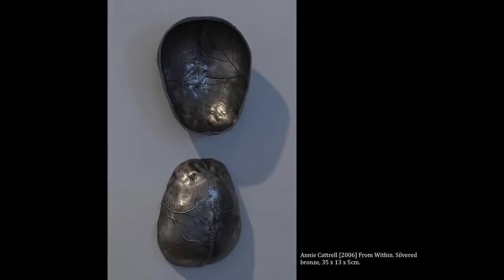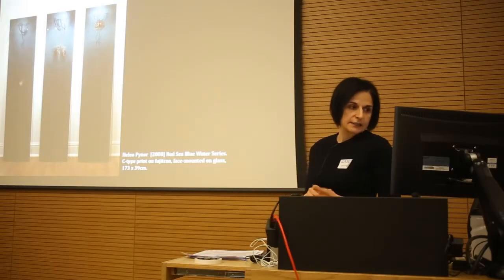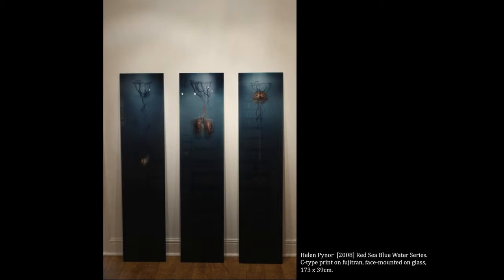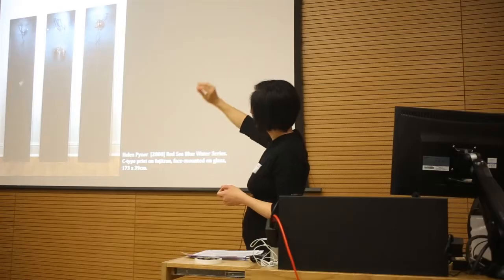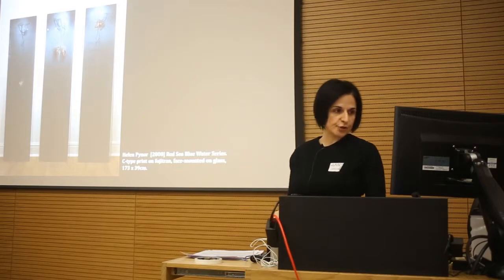This one by Andy Troll is a cast of the inside of a skull. And Helen Arnold's 3 pieces from the Red Sea Yule series. These are all body parts with remedies. So the first one is constipation, the digestive system. The second one is head cold, and the third one is headache, with the remedies at the top.